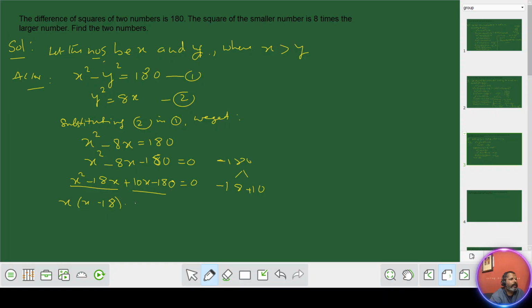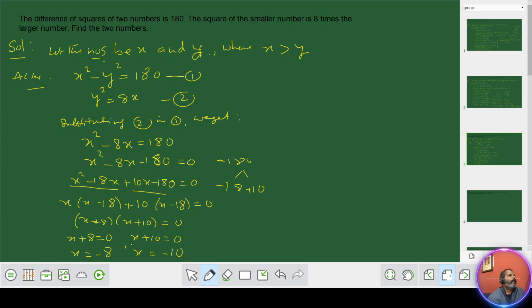Okay, plus what is common? 10 is common, right? 10x and 180, we have 10 common. Take the 10 out, then we get x minus 18 equal to 0. Brackets look similar, so take that out. X minus 18 of x plus 10 is 0. Equating each to 0, we get x plus 8 is 0, x is minus 8, x plus 10 is 0, x is minus 10.